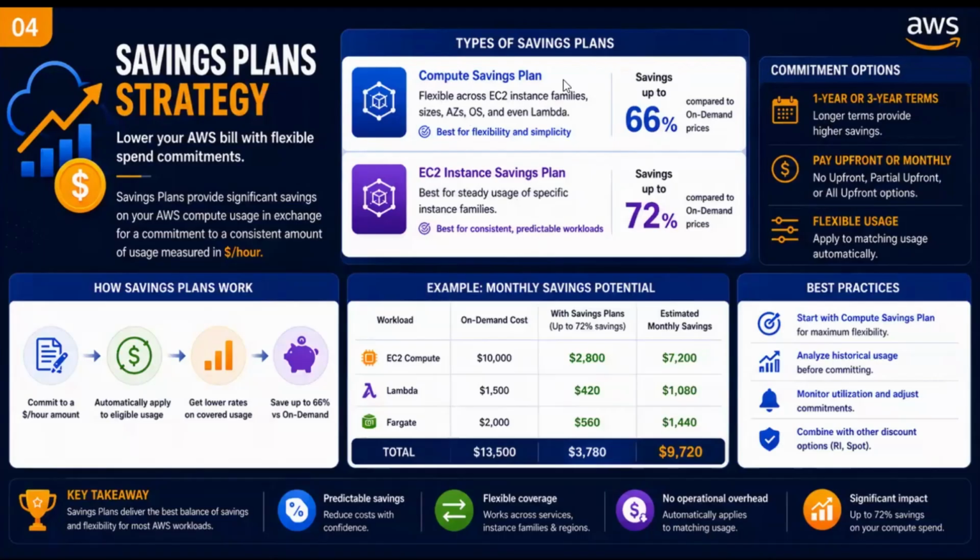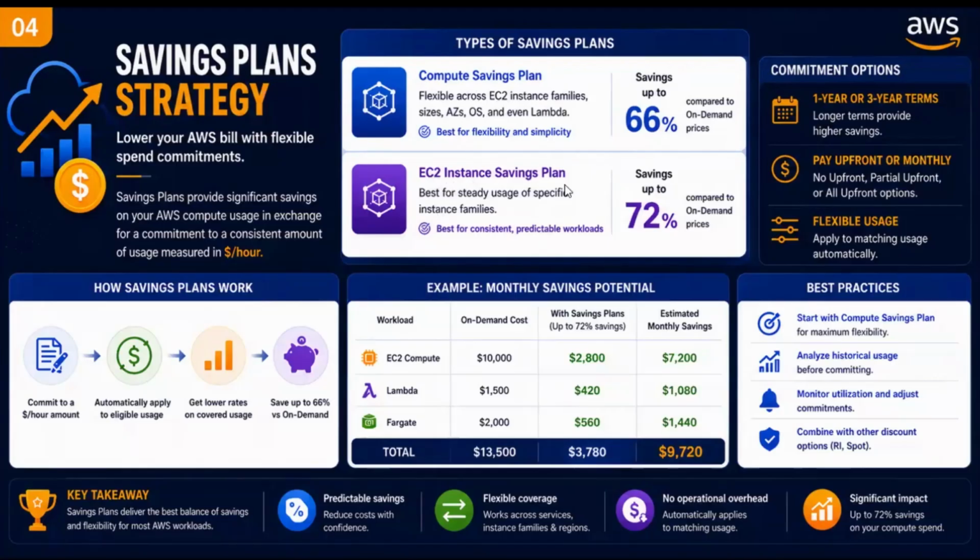Compute Savings Plans are flexible across EC2 instance families, right sizing, AWS Fargate, and even Lambda. EC2 Instance Savings Plans are based only on steady usage of specific instance families. So these are the two things: Compute Savings Plans are flexible across EC2 instance family changes.